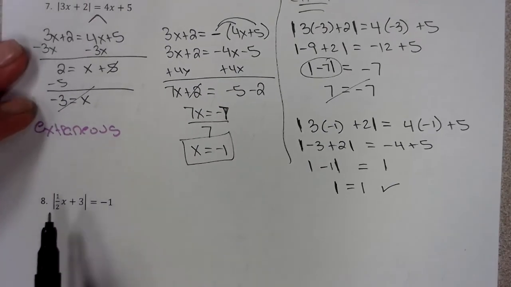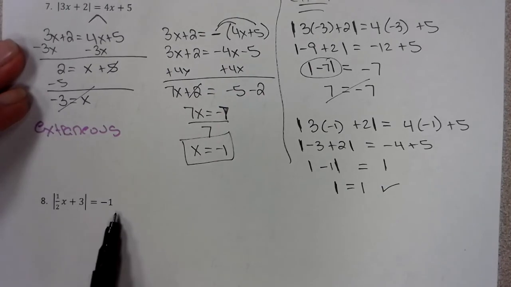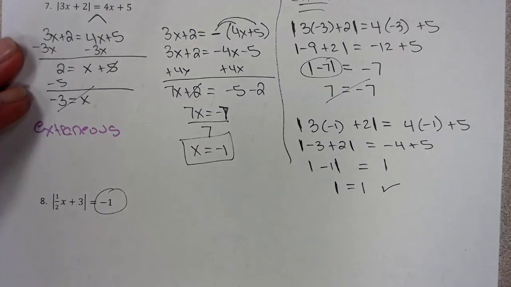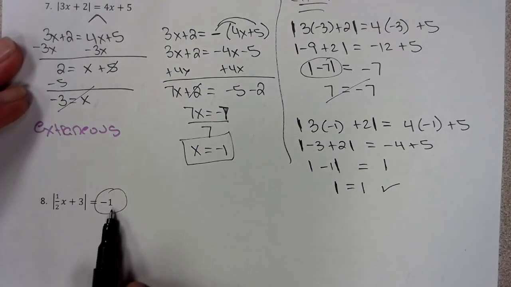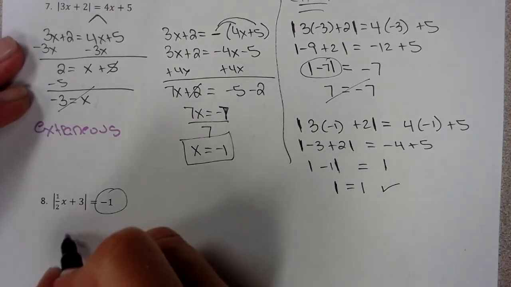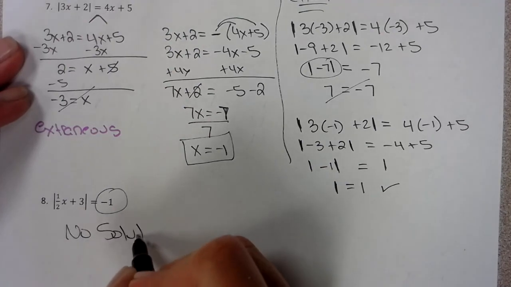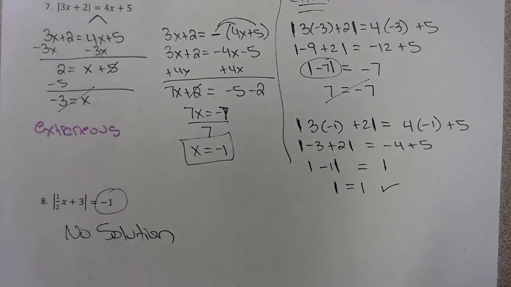And the last one: the absolute value equals negative 8... the absolute value equals negative 1. So it is already isolated, but absolute value is always positive. It cannot equal a negative number. This is what no solution looks like.